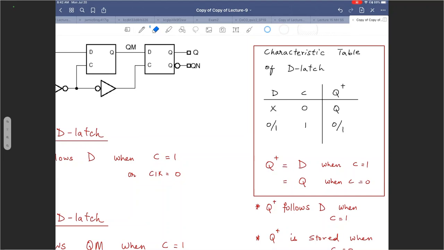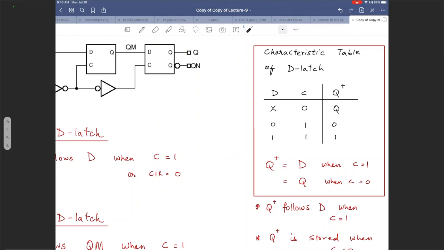So when I say 0/1, I'm trying to include both the inputs here. So if that is a little bit confusing, I can write them in two different rows. So what does this mean?